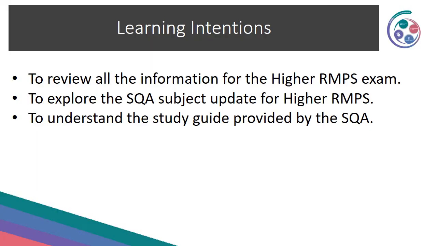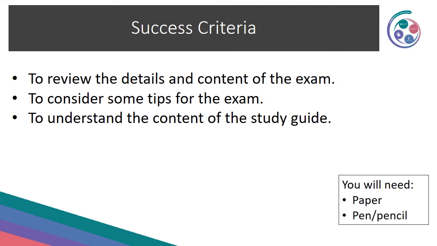So the learning intentions: we're going to review all the information for the higher RMPS exam. We're going to explore the SQA subject update for higher RMPS, and we're going to understand the study guide provided by the SQA as well. And the success criteria: to review the details and content of the exam, to consider some tips for the exam, and to understand the content of the study guide as well. You'll need a paper and a pen or a pencil to make some notes while you're doing this, if you want to make notes, or you can just listen to the recording and pause at the right times as well.